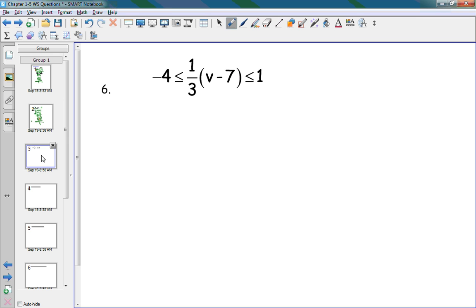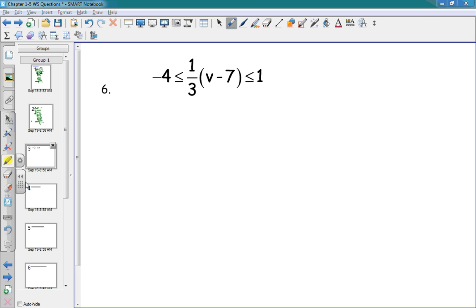Number 6. Number 6 is a compound inequality. Why is it compound? Because it's trapped. My letter B is trapped in between the 2 inequality symbols. So how do I work this problem? I'm simply going to act like I have 2 problems here. So with that said, I'm going to show you exactly what I mean here.